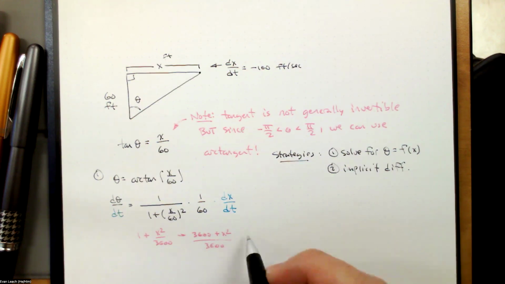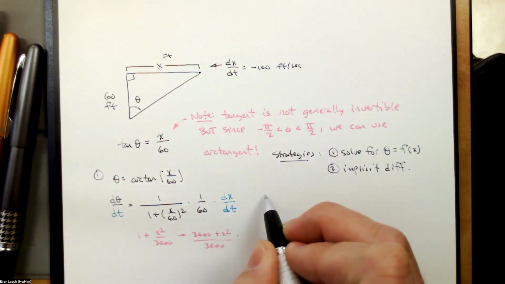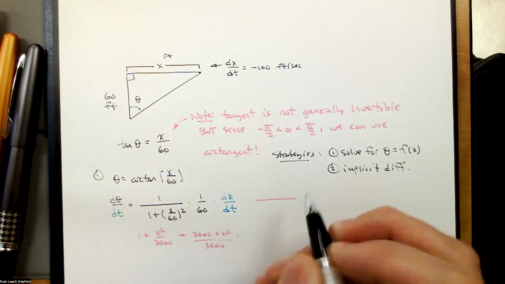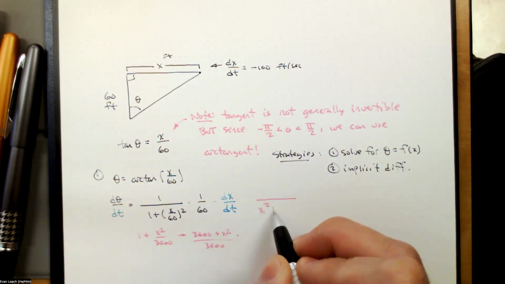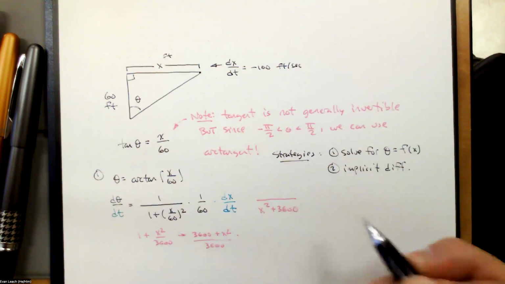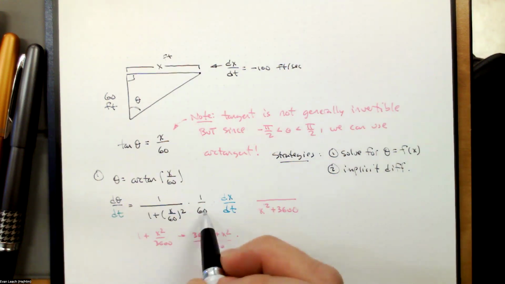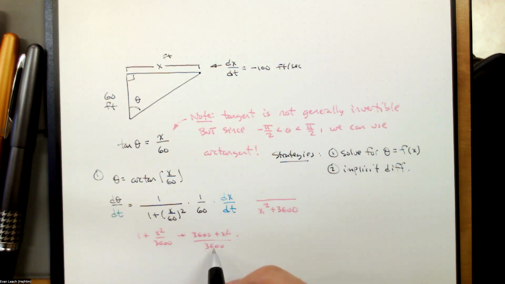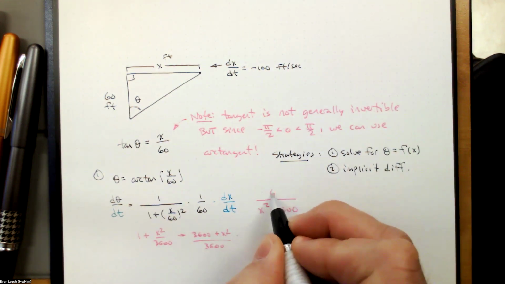So if I flip this over, I can write this as 3600 over x squared plus 3600. And then I can cancel one of these. All this is being multiplied, divided by 60. 3600 divided by 60 is going to leave us a 60.